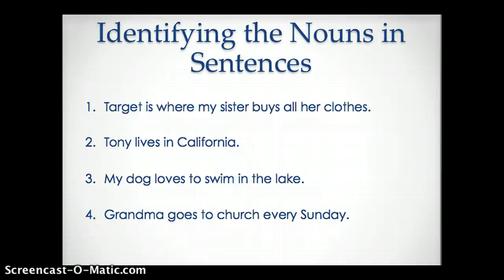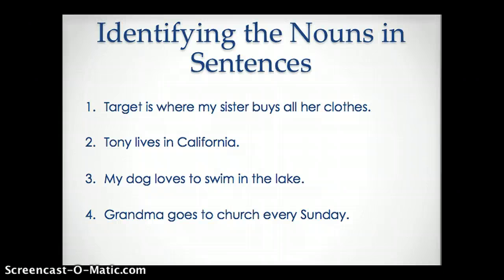Now let's look at a few sentences together and try to identify the nouns in that sentence. Target is where my sister buys all her clothes. Will someone come to the smartboard and circle the nouns in that sentence, please? A student will come to the smartboard and identify Target, sister, and clothes. Good job. Target, sister, and clothes are the nouns in that sentence. Target is a place, sister is a person, and clothes are a thing.